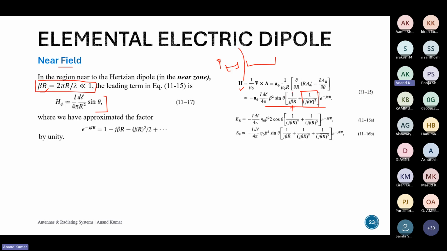So what you can do is ignore the first term, just consider the second term, and the e power term can be approximated using this expression over here. And if you solve this, you will end up with the relation shown over here, this 1117. So this is how the magnetic field would look in your near field.